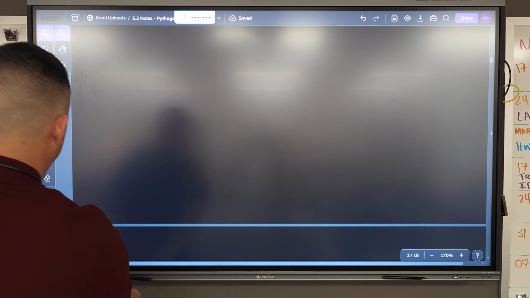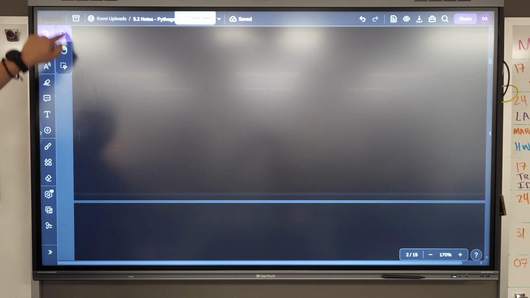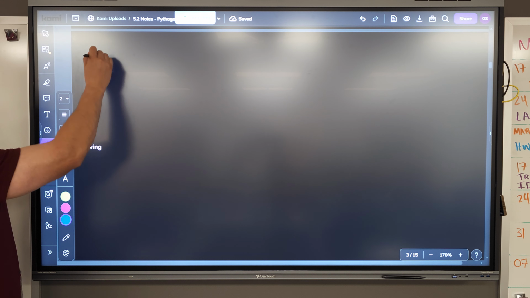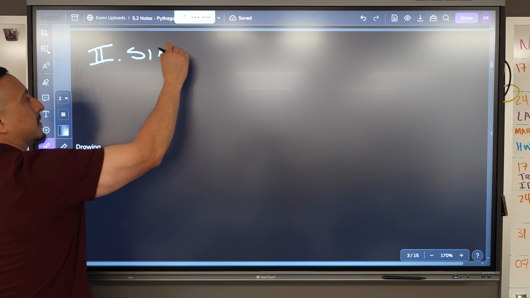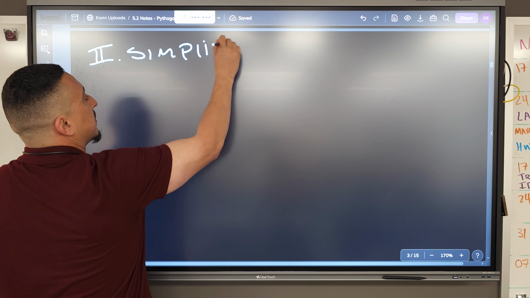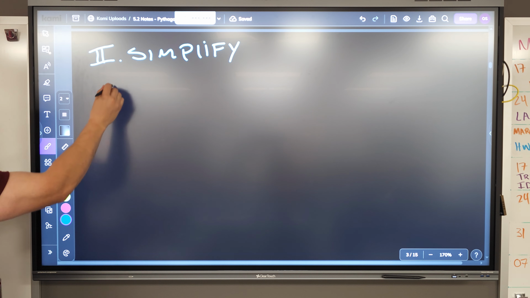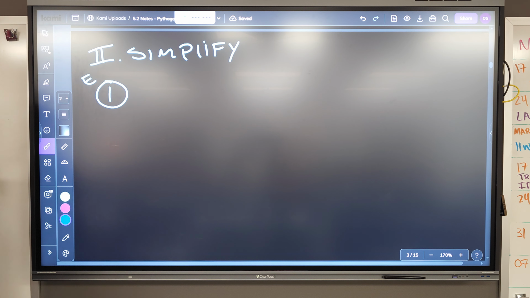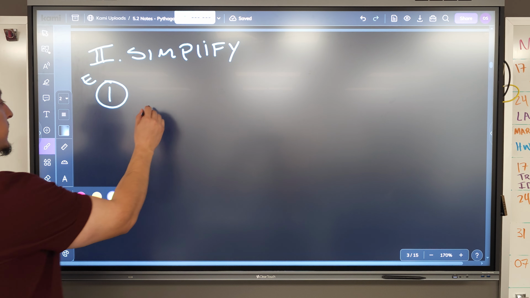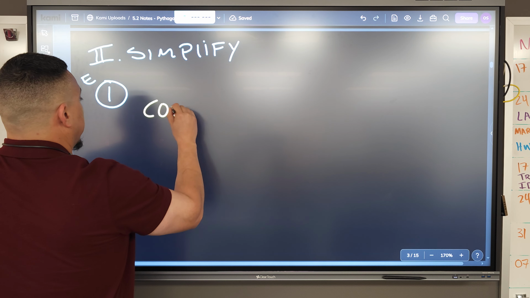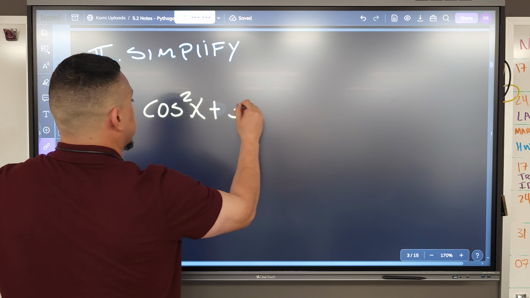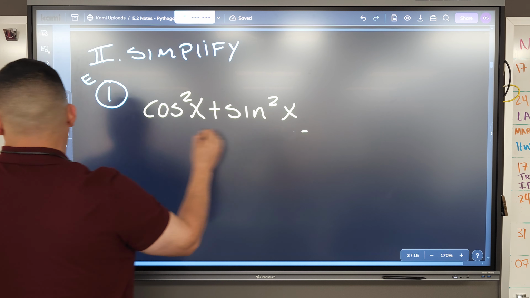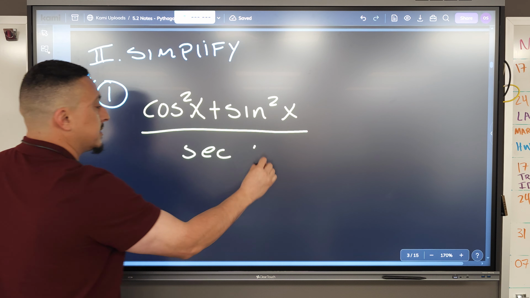Okay, so part 2 is the examples, and all we're going to do is simplify. I'm going to categorize them for you today: easy, medium, and hard. We're going to do easy problems, very simple, and then gradually speed up. So let's do cosine squared x plus sine squared x over secant x.